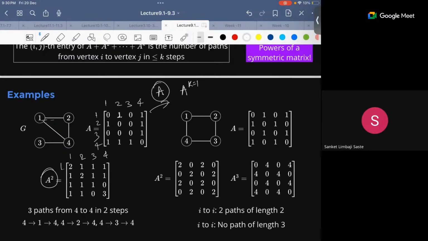Hops means steps. The number of steps should be 2. Okay, A squared means the number of steps is 2, and how many direct paths are there? One path.